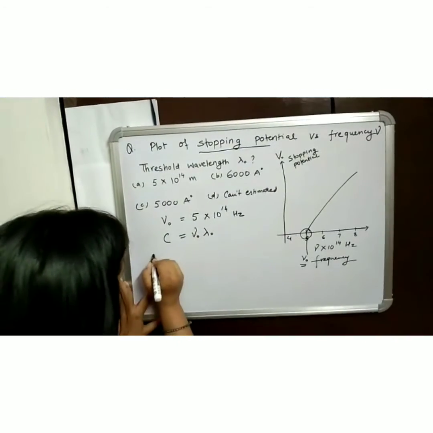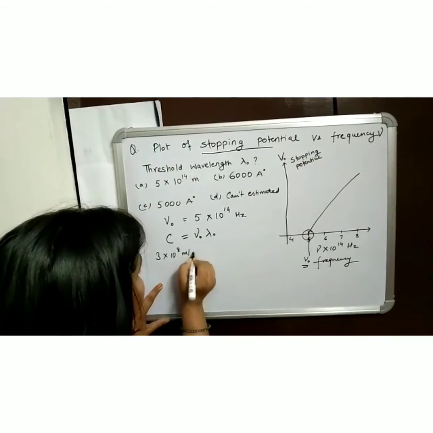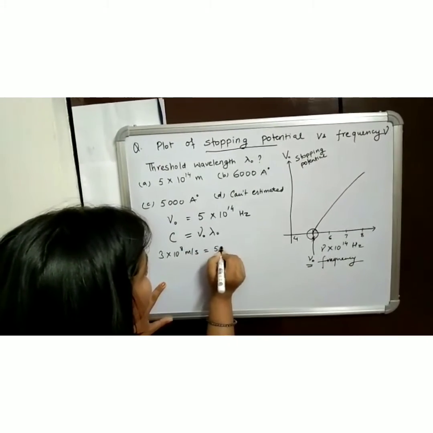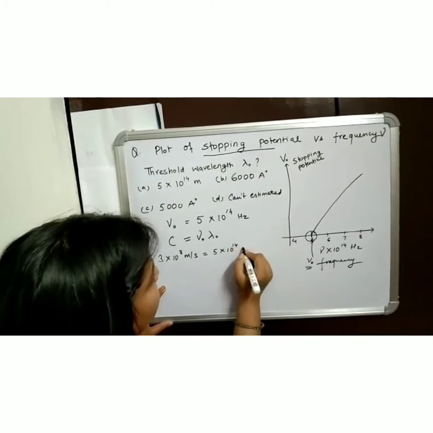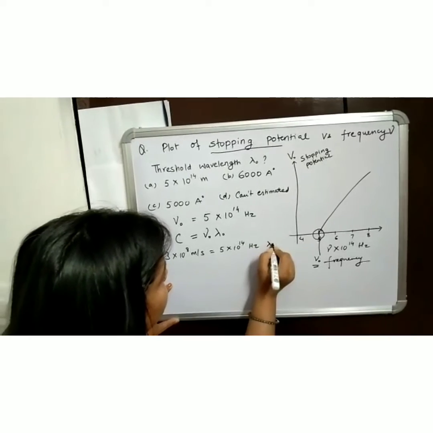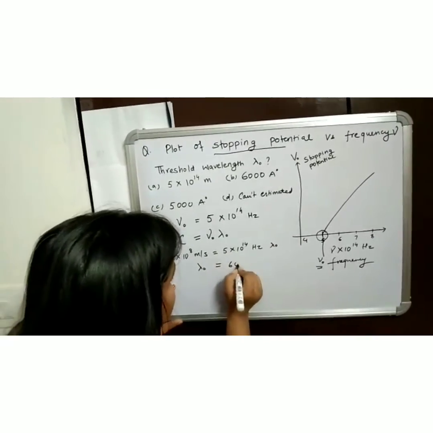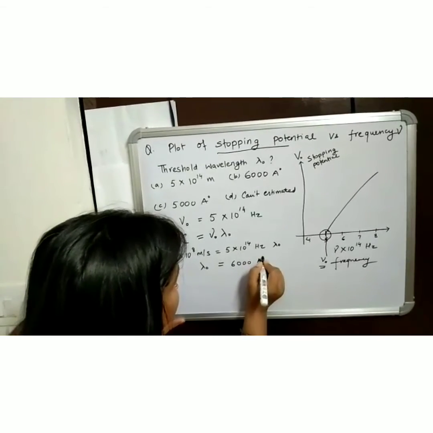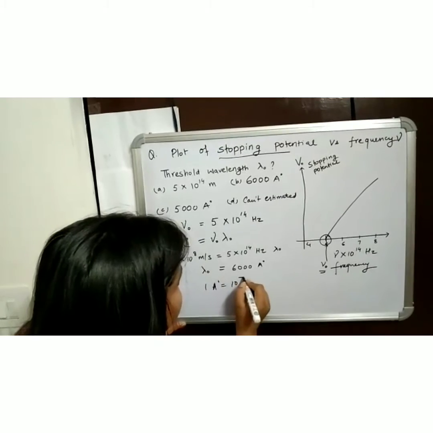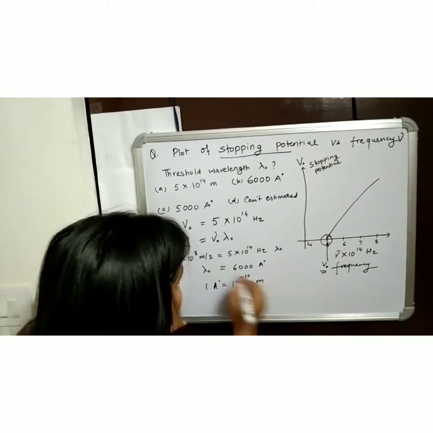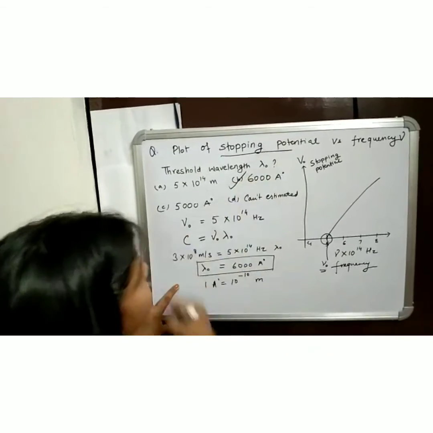c is the speed of light. It is 3 into 10 to the power 8 meter per second. Mu naught is given, 5 into 10 to the power 14 Hertz, and lambda naught we get as the solution. Lambda naught is equal to 6000 angstrom, where 1 angstrom is equal to 10 to the power minus 10 meter. So option B is correct.